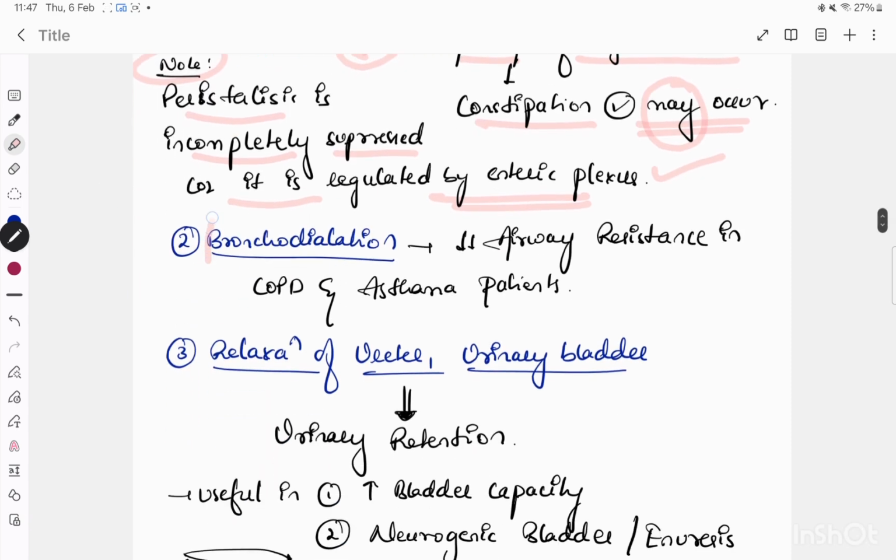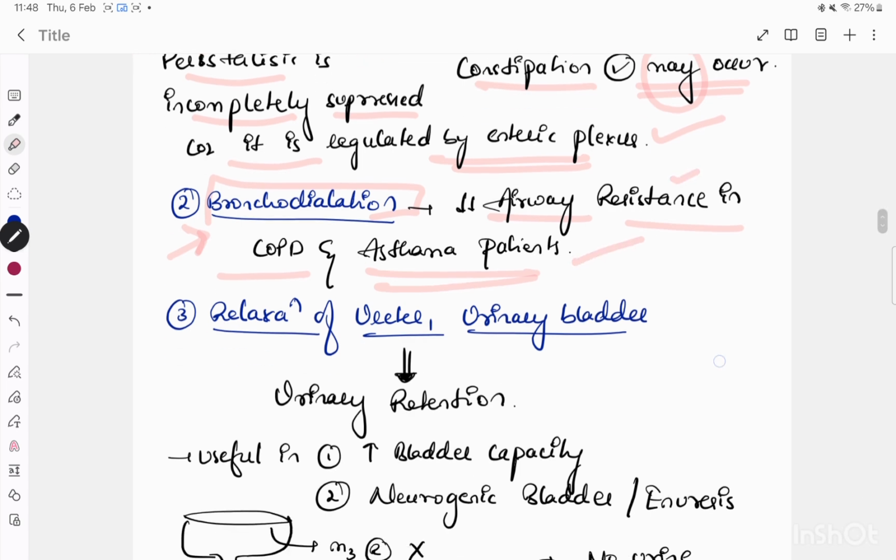Next thing is, it causes bronchodilation. That is, atropine causes bronchodilation. There will be a decrease in airway resistance in COPD as well as in asthma patients. It is helpful in these patients because it decreases the airway resistance.